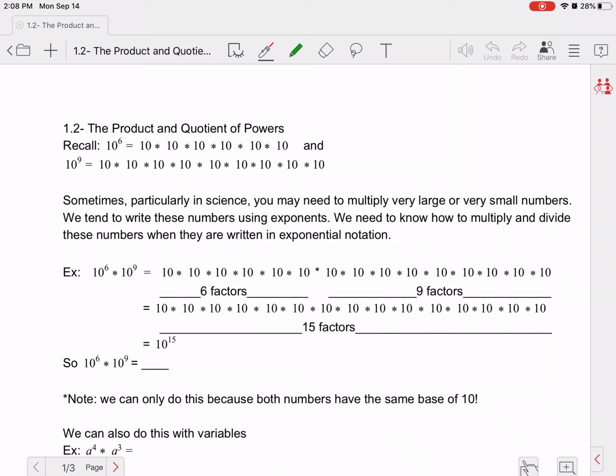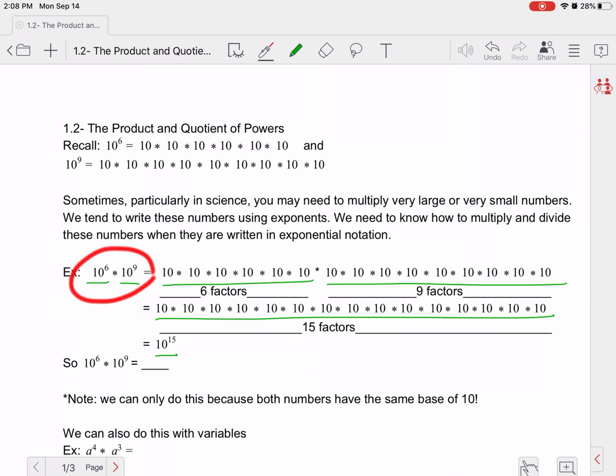So if I want to do 10 to the 6th times 10 to the 9th, well, 10 to the 6th is 6 factors, or 6 tens, and 10 to the 9th is 9 factors of 10, right? We just wrote it all out, and if we multiply them all together, that gives me 15 tens. Now we don't want to write out 15 tens all the time, so we write 10 to the 15th. So the question is, is there a shorter way to get from 10 to the 6th times 10 to the 9th to 10 to the 15th?